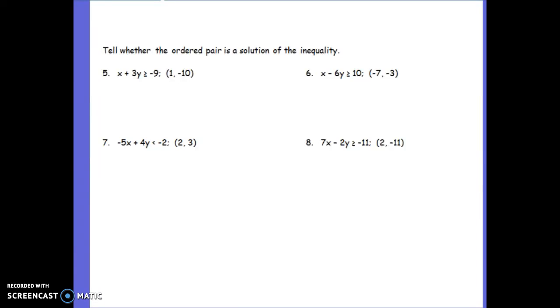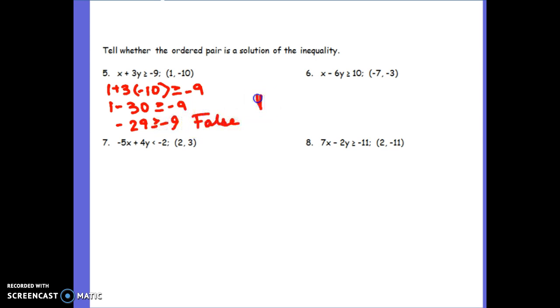Okay guys, welcome back. Let's check to see if the ordered pair is a solution to the inequality. So we're just going to plug in our x, which is 1, plus 3 times negative 10 greater than or equal to negative 9. So 1 minus 30 is greater than or equal to negative 9. Negative 29 is greater than or equal to negative 9. So that's a false statement. It's not greater than, so this is no. It is not a solution.